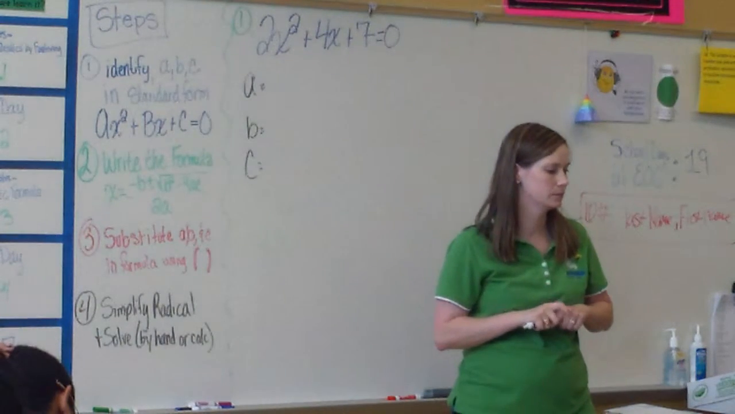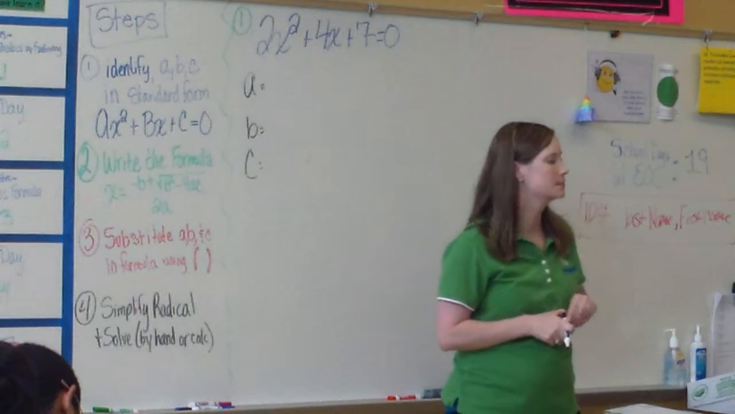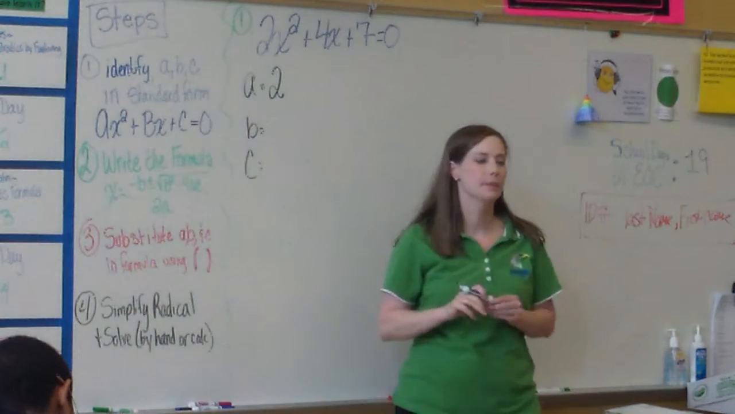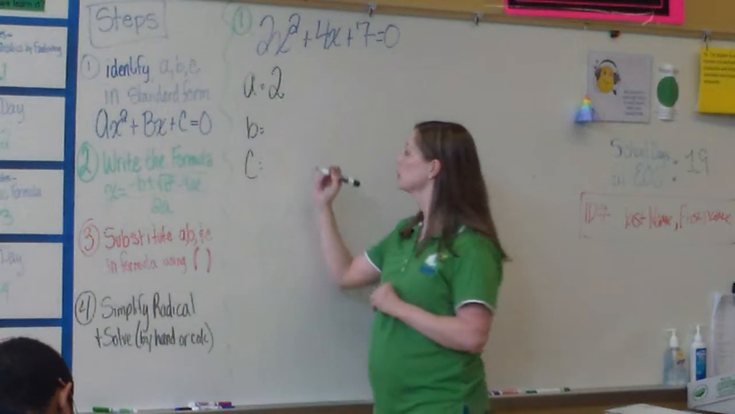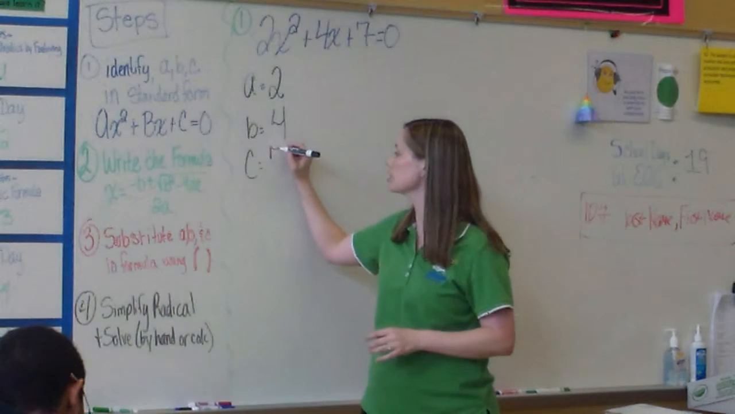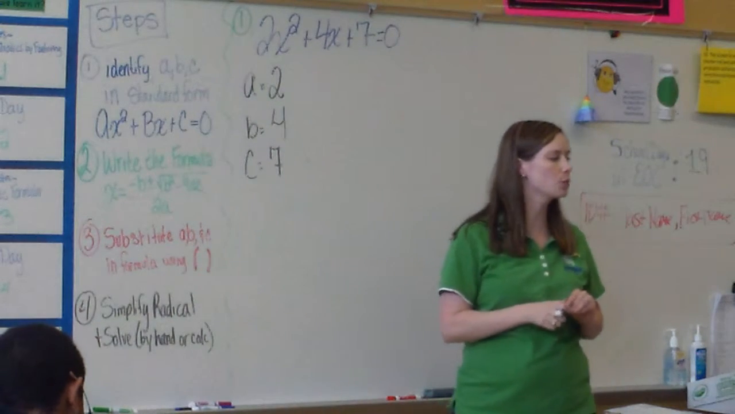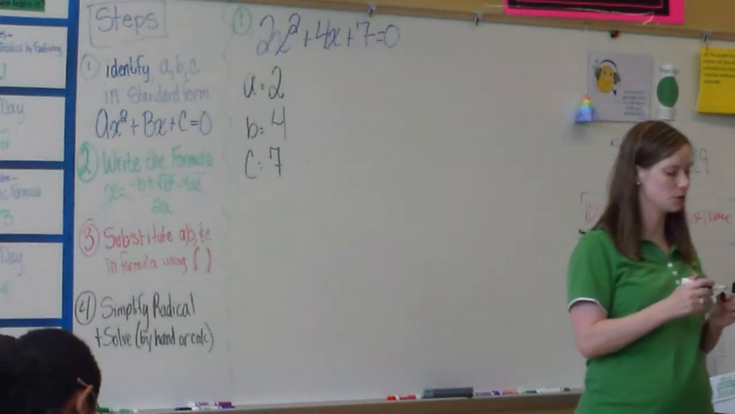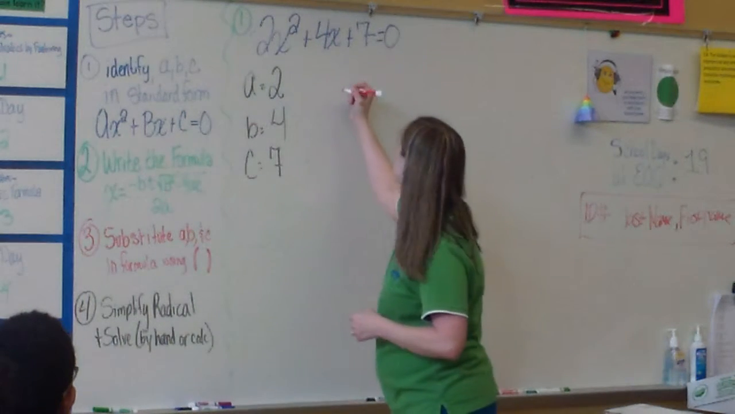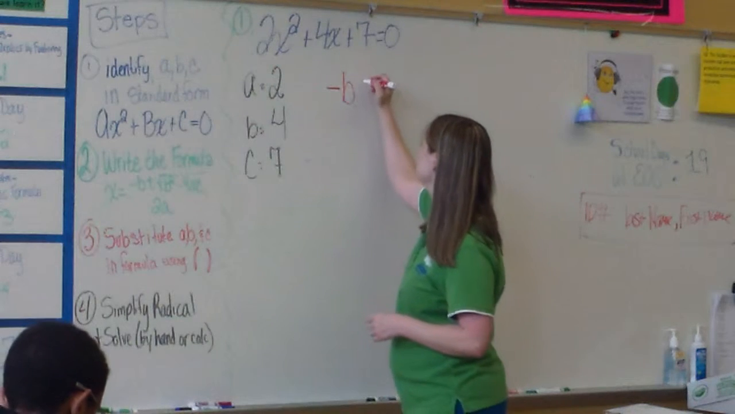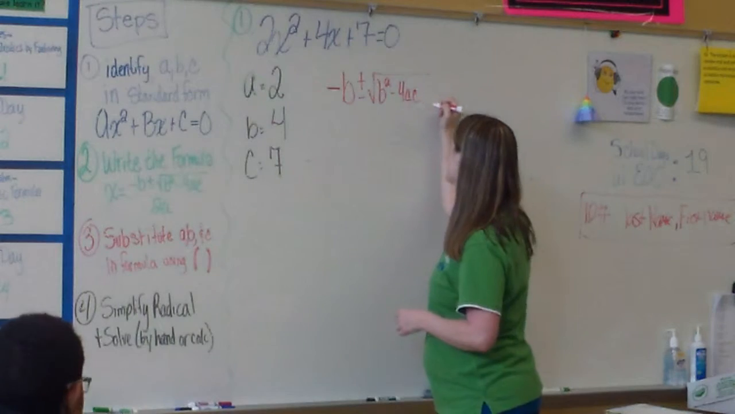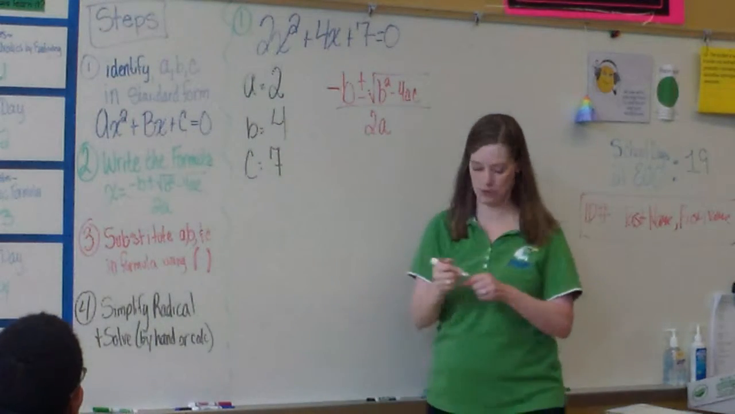What is A? 2x squared. No, it is not. 2. Thank you. What is B? 4. What is C? 7. We're only looking at the coefficient. Standard form already has the x's in it, so we don't include the x's. We're now going to write the quadratic formula. Negative b plus or minus root of b squared minus 4ac all over 2a.